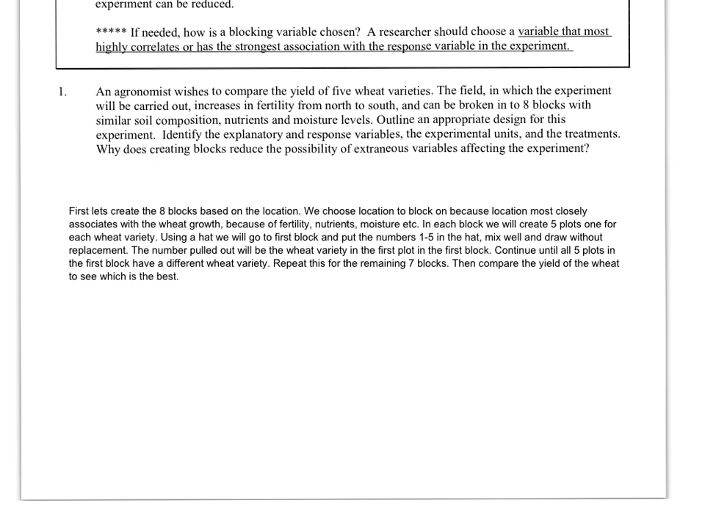Okay, so our explanatory variable is going to be the wheat varieties. Our response is the yield. Our experimental units are going to be each plot, because that's what we assigned the treatment to. And the treatments, we've got 5: each of the 5 varieties.